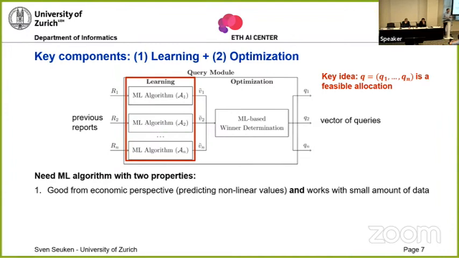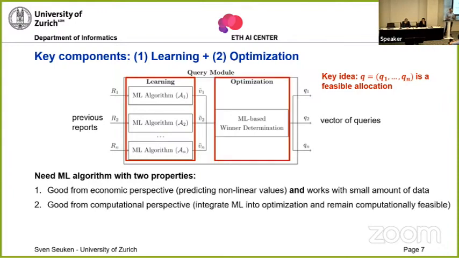One is for the learning part, we need a machine learning algorithm with 2 properties. One is it needs to be good from an economic perspective, being able to predict these highly complex nonlinear values, and it needs to work with a small amount of data because we're learning on a per agent level. Second, it needs to be good from a computational perspective because we need to be able to integrate the machine learning algorithm into the winner determination problem, and it needs to remain computationally feasible.